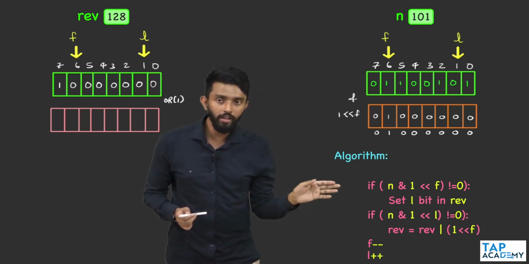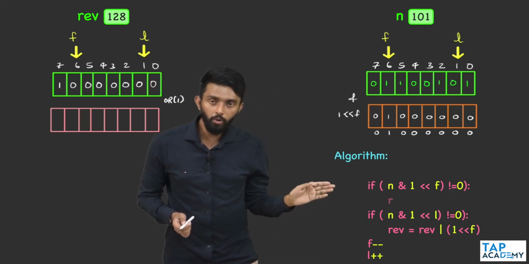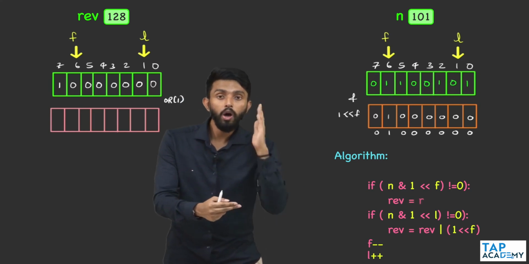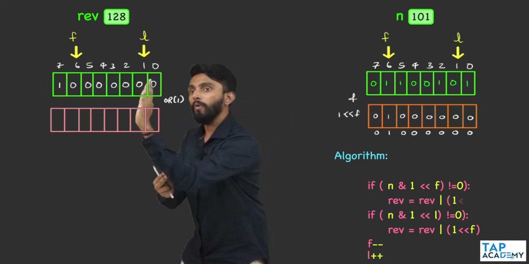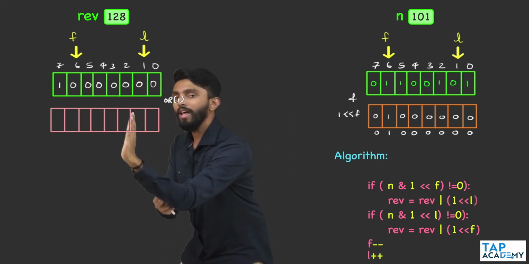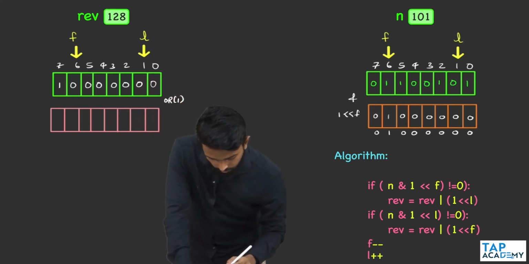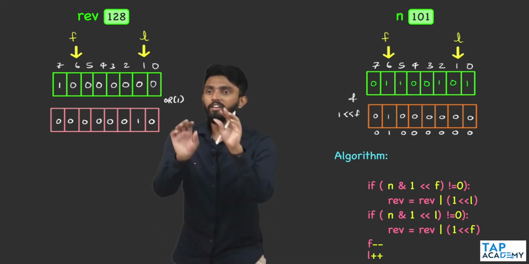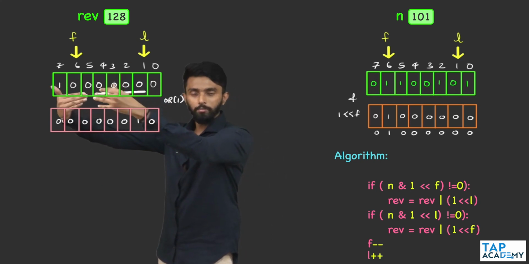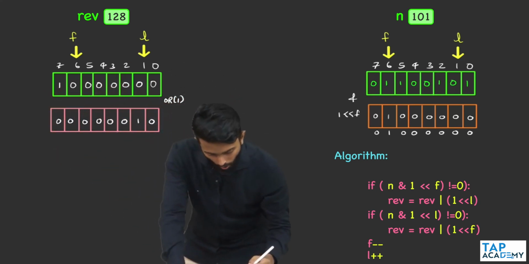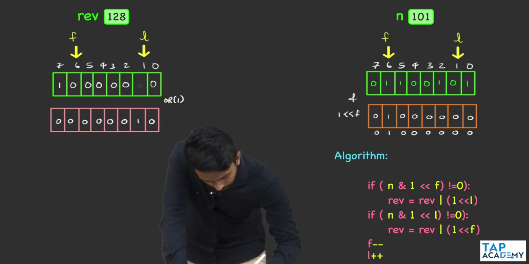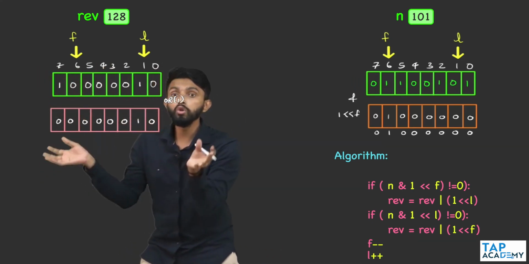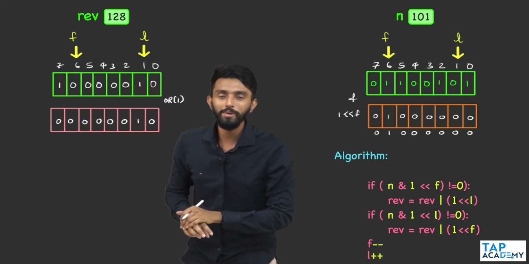Now, how will you set the L bit? Very simple. reverse equals reverse OR 1, bring it wherever L is. So 1 left shifted L times. Would you agree? That is my mask. If I have to show you my mask, everything will be 0. Wherever L is, there it should be 1. And if I apply the OR operation and update my value of reverse, then all that will happen is this particular bit will now be set. Everything else remains the same. Slowly reversing is happening.